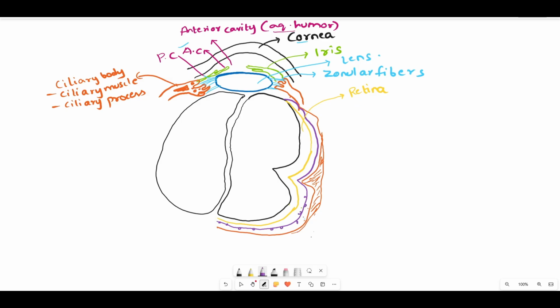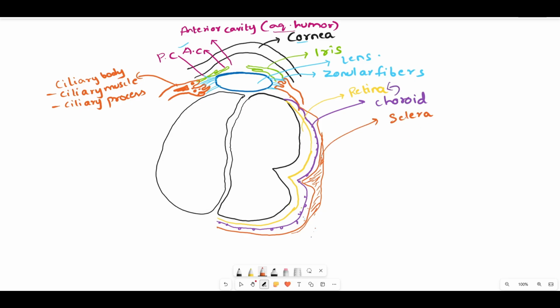This violet colored layer, we will be calling it the choroid layer. So the next part is choroid. Below this retina, there will be the choroid layer. The choroid layer is also called a vascular layer. It is useful for supplying the nutrients to the retina.